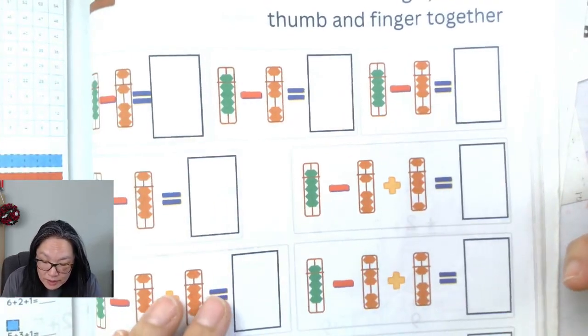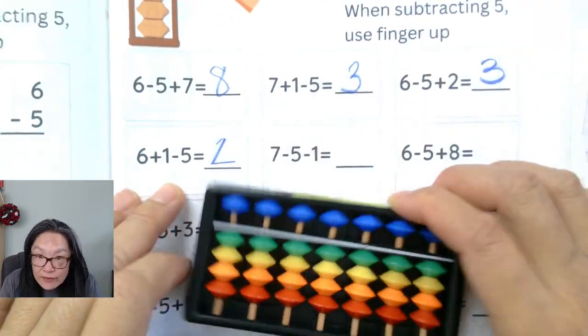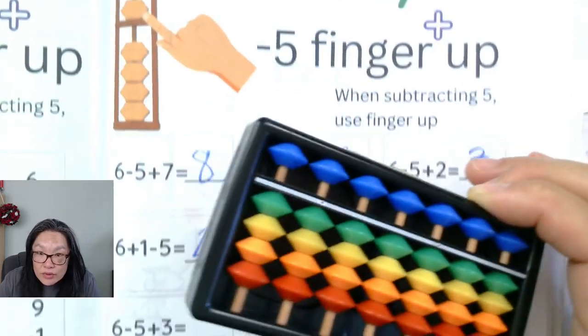So that's the last part of this book, understanding how to take away the 5. Right? How to take away our numbers. So this is minusing the 5.